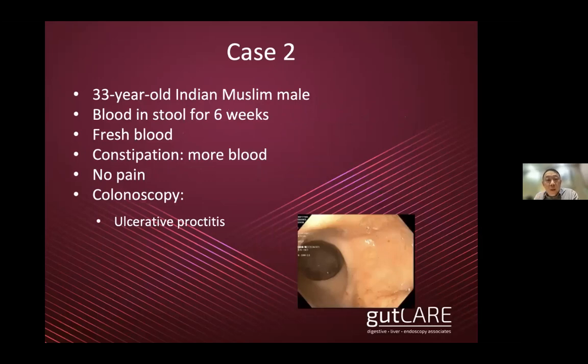33-year-old Indian Muslim male, blood in stool for 6 weeks, fresh blood, constipation, more blood, sounds like hemorrhoids, right? No pain, right? Colonoscopy showed ulcerative proctitis, and that's the cause of the bleed. So sometimes you get caught by things that you thought were hemorrhoids and prepared for hemorrhoid treatment, going into something else. Having said that, I would say that most ulcerative proctitis may have some other symptoms, which the patient may or may not report to you.